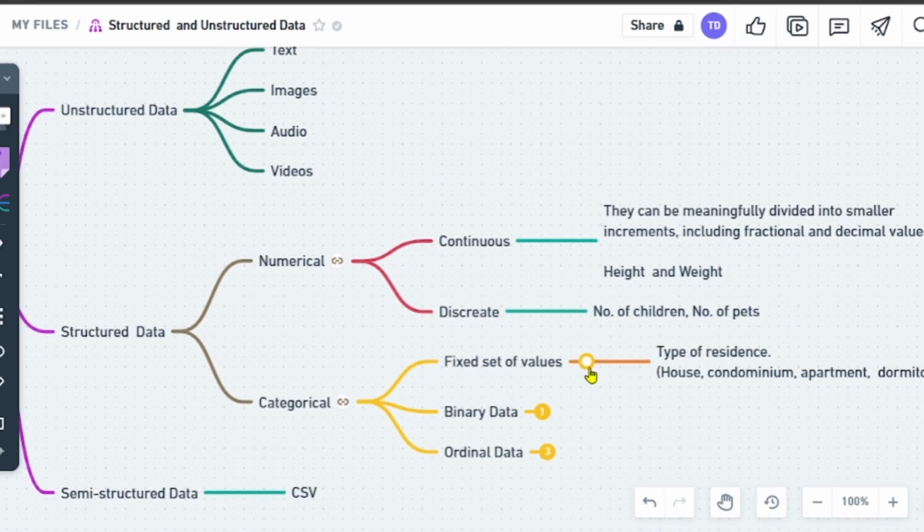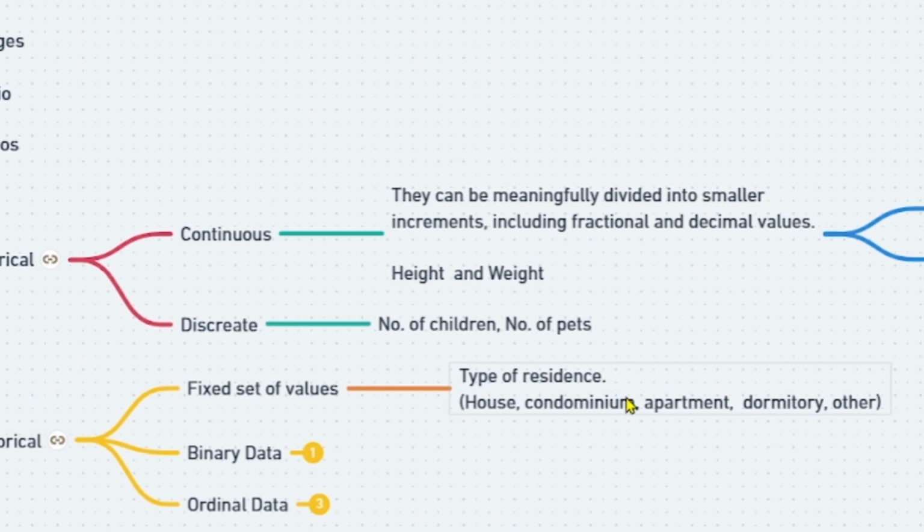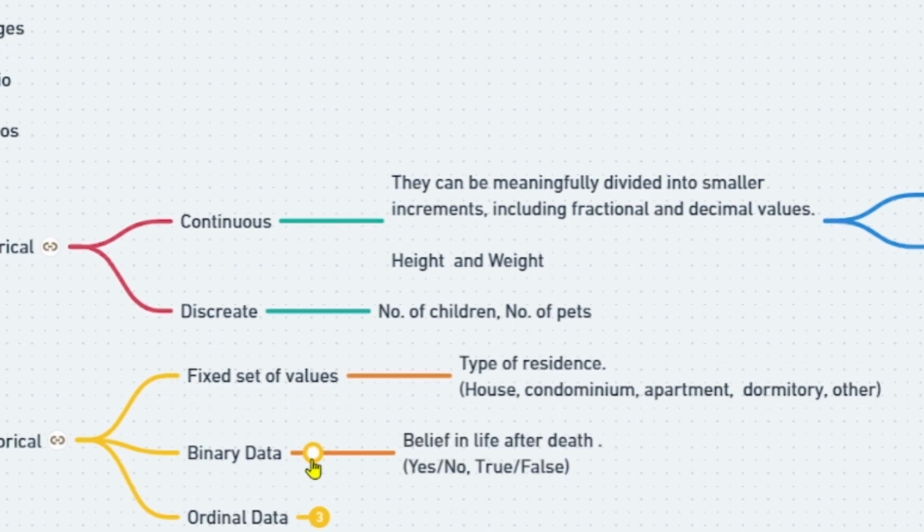When we talk about fixed set of values, for example, we can say type of residence. You get a column that has residence. Now, the type of residence can be a house, can be a condominium, can be an apartment, can be a dormitory, or can be other. So this is an example of categorical data that has a fixed set of values. Then there is binary data. An example of this is yes or no, true or false.